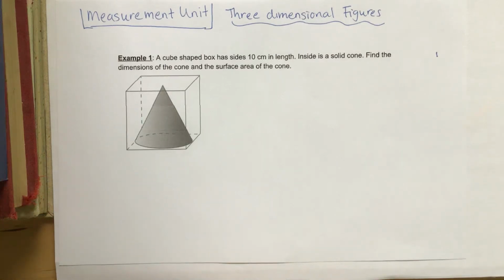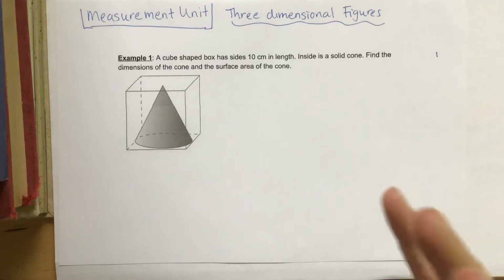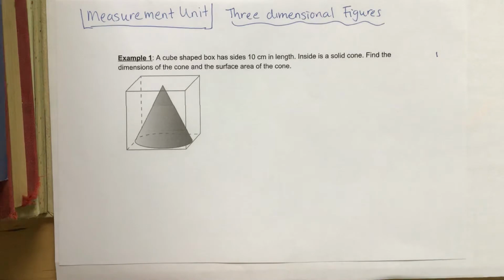In the measurement unit, we're going to continue to look at three-dimensional figures, and we're going to be looking at composite figures. So we're not just looking at a cone or at a cube, but we're looking at a cone and a cube together. So in our first example, we have a cube-shaped box that has sides that are 10 centimeters in length. Inside is a solid cone.